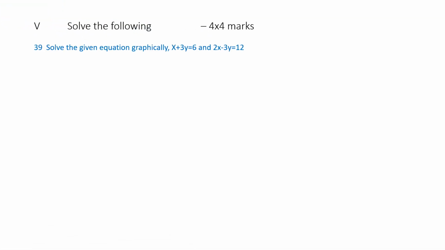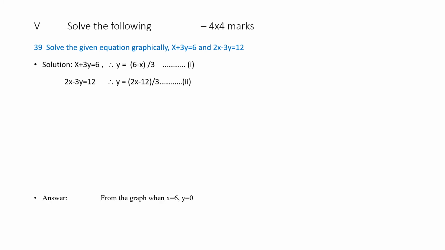Solve the given equations graphically. The given equations are x plus 3y equals 6 and 2x minus 3y equals 12. Therefore, solution. We know the given equation is x plus 3y is equal to 6. Therefore, here y is equal to (6 minus x) by 3. And similarly, the other equation is 2x minus 3y is equal to 12. Therefore, y here is equal to (2x minus 12) divided by 3.